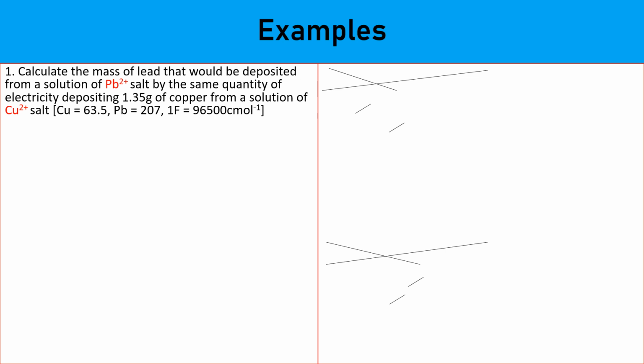And don't forget what Faraday's second law of electrolysis says, that if the same quantity of electricity is passed through different electrolytes that are connected in series. So we have two different electrolytes.